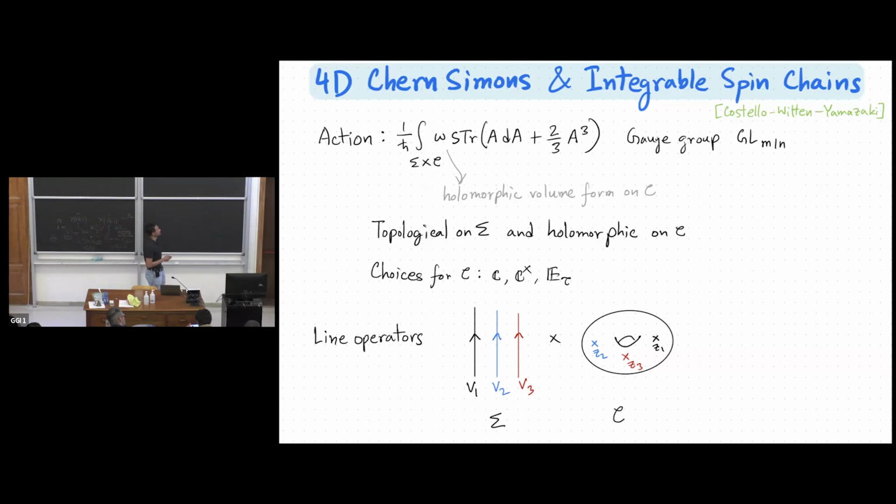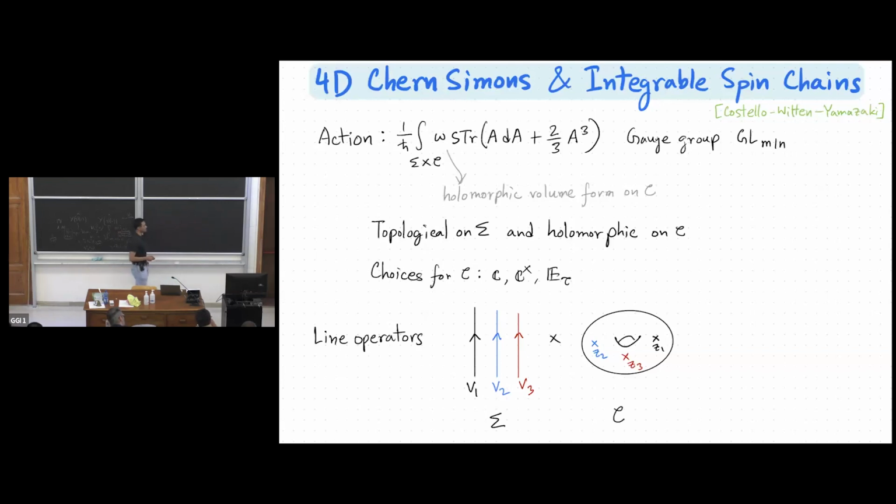This is a very simple looking theory. It basically has the Chern-Simons action, and this is defined on a 4-manifold, which is the product of 2 surfaces. One is topological and one is a Riemann surface. In order to turn this 3-form into a 4-form that you can integrate over this 4-manifold, you plug in the holomorphic volume form on this Riemann surface. So this theory is topological on sigma and holomorphic on C. Again, the choices for C are C star, C, or the elliptic curve, as in the case of the spin chain. And this is a supertrace because I'm considering GL(M|N).